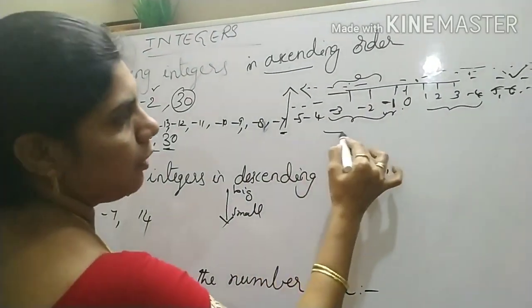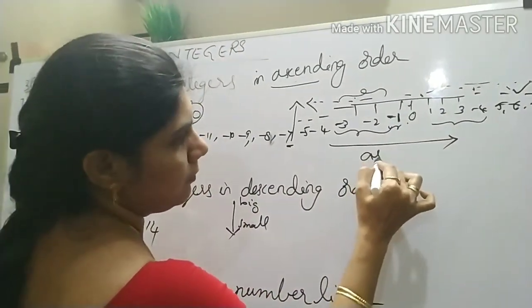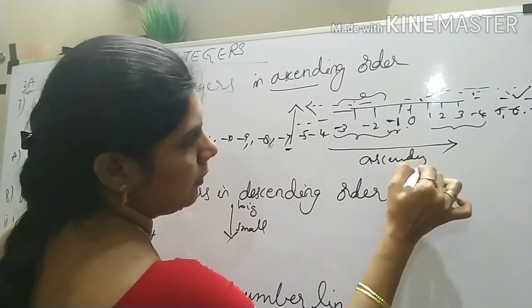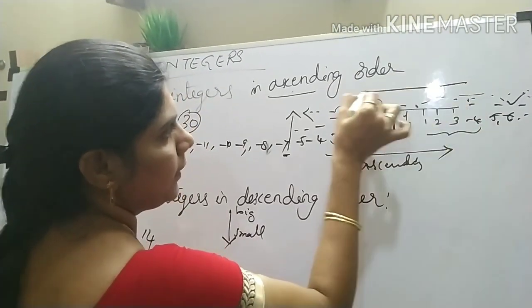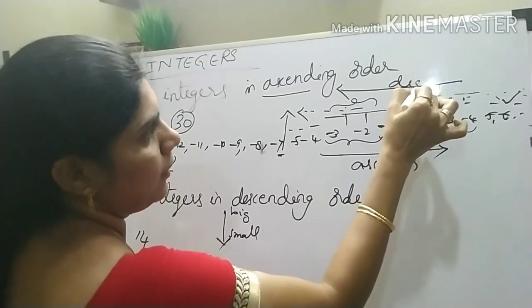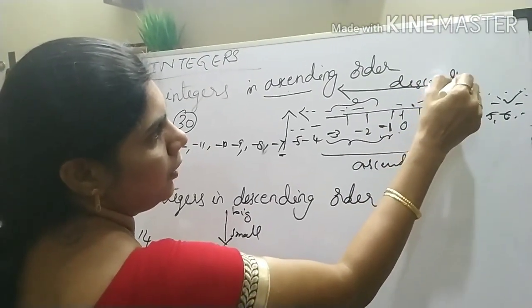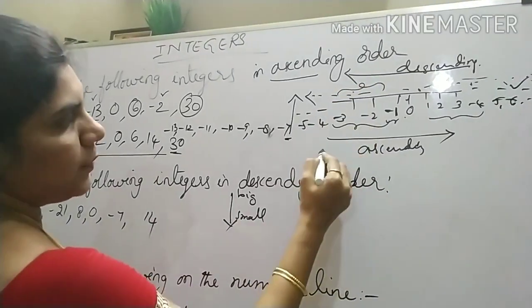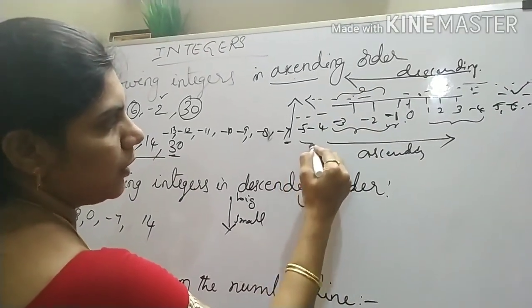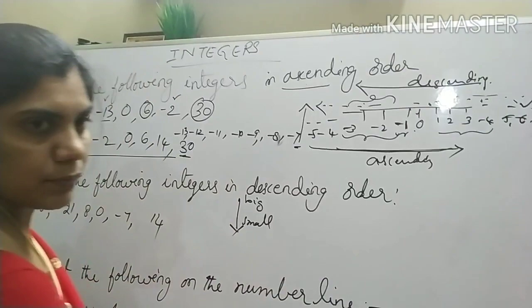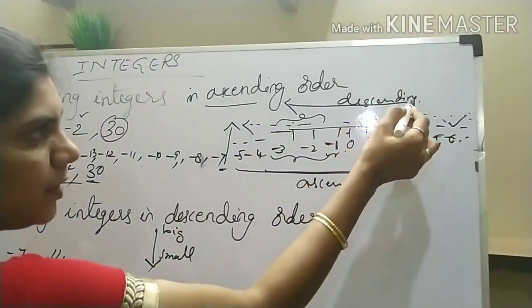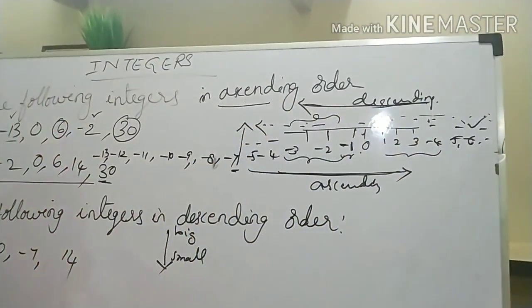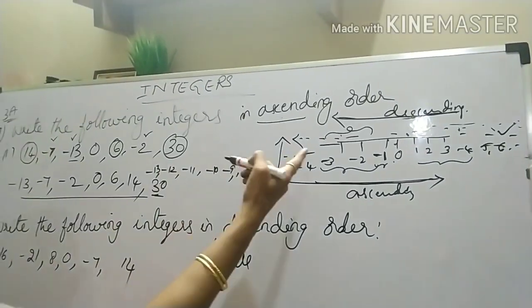Ascending order means you have to write in this direction. If you write like this, this is your descending order. Always remember this one. Ascending order means you have to start from the negative numbers to positive numbers. Descending order means from positive, you have to write towards the negative side.